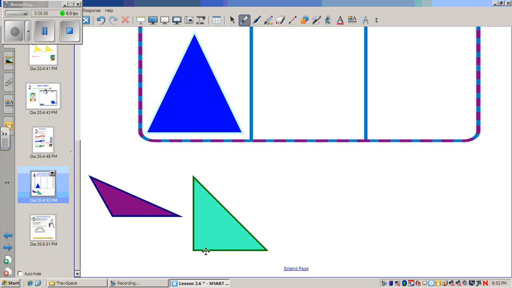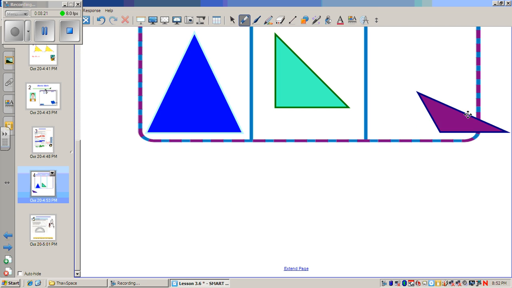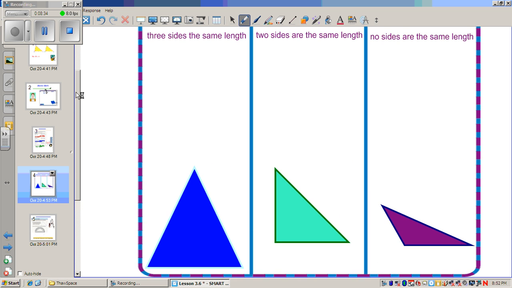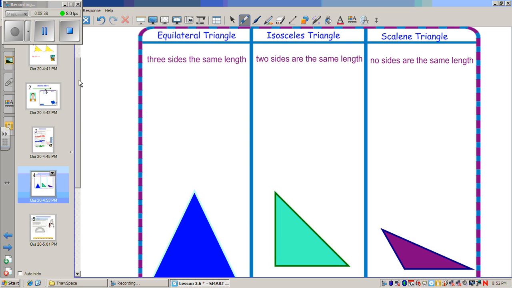I know that this side and this side, or this side and this side, are equal. I know at least 2 sides are equal here, so I'm going to put that here. Now if I look at this side, it's short. This side is a little longer, but this one is really different. So I know in this case, none of them are the same. So I have an equilateral, all sides are the same. I have an isosceles where at least 2 sides are the same. And I have a scalene where none of the sides are equal. So it gives us our little definitions to match, and hopefully that makes sense to you, knowing the definitions of those 3 kinds of triangles.